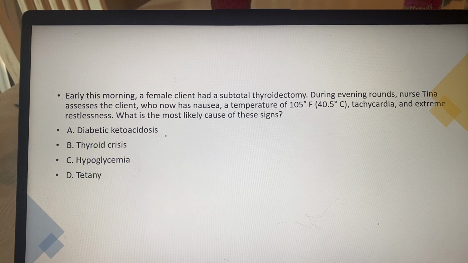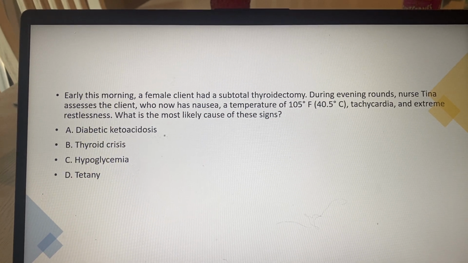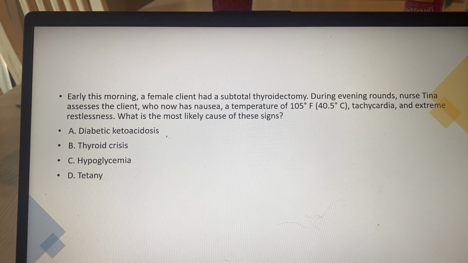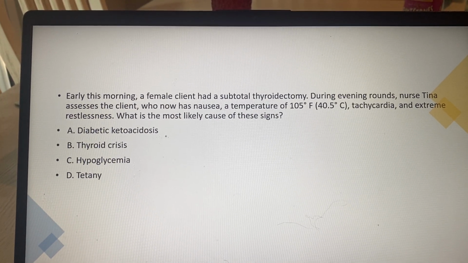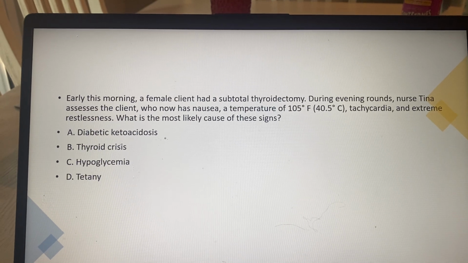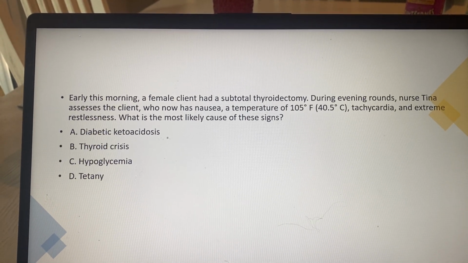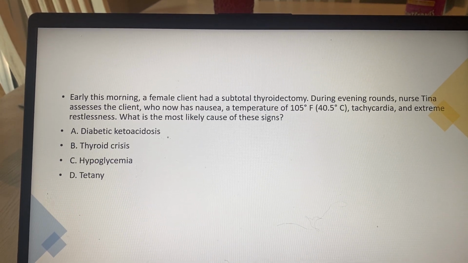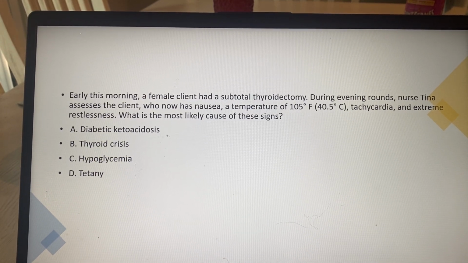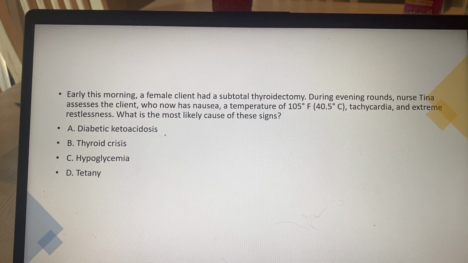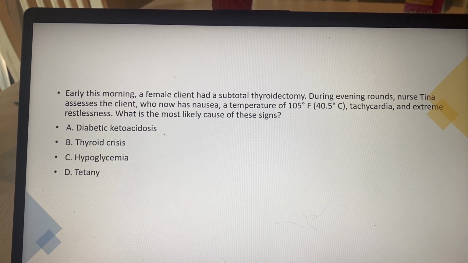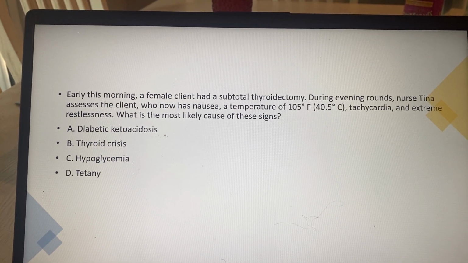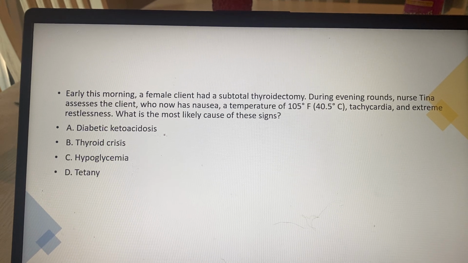So remember, I always encourage you to read the question. Don't look too much into it, or too little into it. Paraphrase it. So we're looking at a female client that had a subtotal thyroidectomy surgery, and they're presenting with these symptoms such as nausea, fever of 105 degrees Fahrenheit, tachycardia, extreme restlessness. What is the most likely sign? So we're going to pick out these key words: nausea, temperature, 105 degrees. Always include your condition or surgery, subtotal thyroidectomy, tachycardia, extreme restlessness.